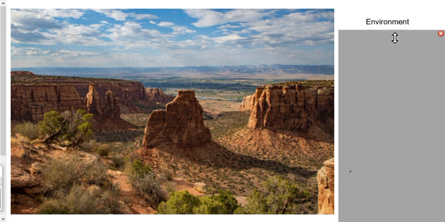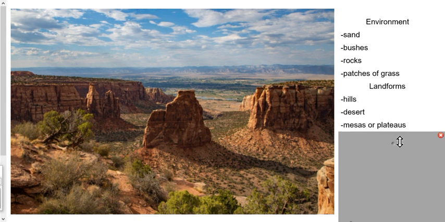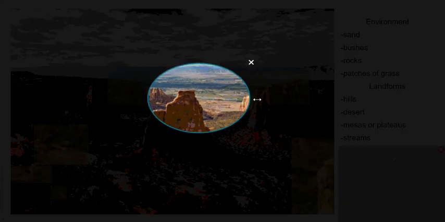In the Southwest environment, we may find sand, bushes, rocks, and patches of grass. You may have noticed other items in the environment. You may have also noticed landforms, like hills, and that it's located in the desert, and we have mesas or plateaus. You may also notice that there are some small streams. Notice the stream in the background behind the mesas and plateaus.